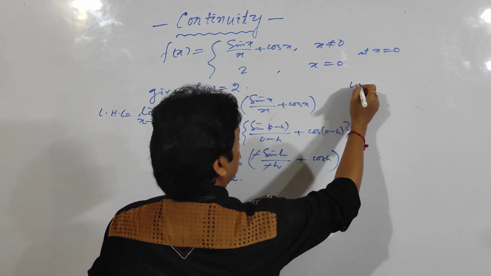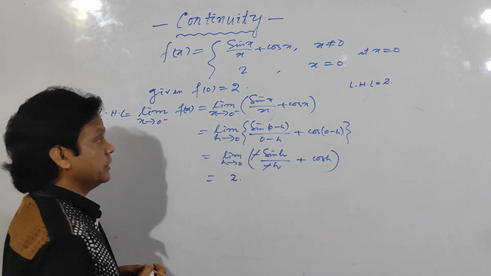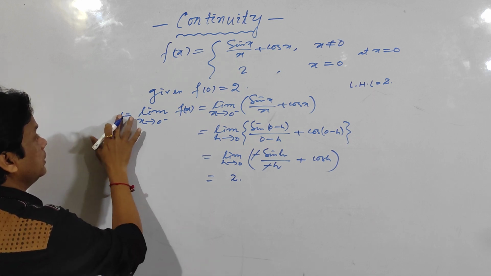So let us write here. So LHL is equal to 2. Clear? So let us find the right hand limit. I am directly writing here. See here.